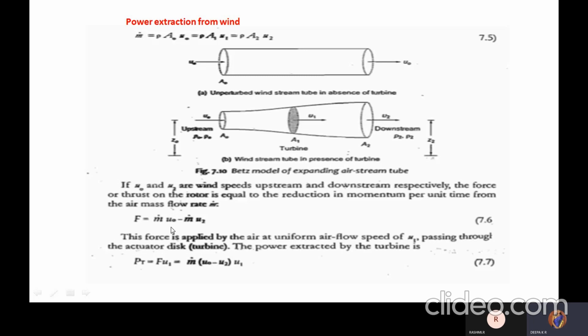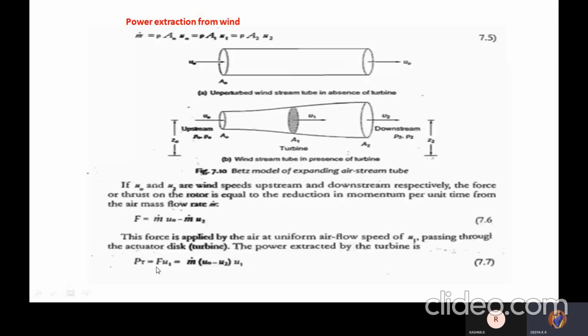So capital F is equal to the difference of the streams that has been considered, and this force will be applied by the air at uniform airflow speed of mu1. This mu1 exists in between, right? So you can say that it is equally distributed between upstream and downstream, passing through the actuator disc, that is, the mid of a turbine. So you can write the turbine power, which is written as PT. PT represents the turbine power at the mid of the section, balancing between upstream as well as downstream. You can write that as F into mu1.